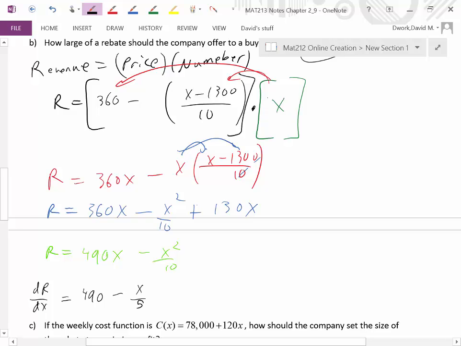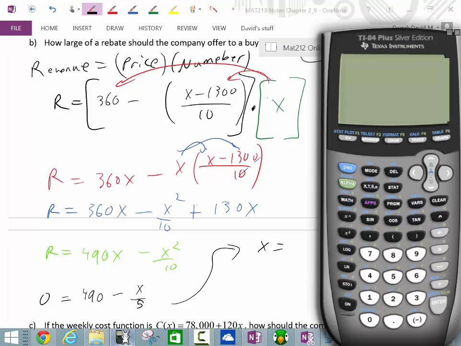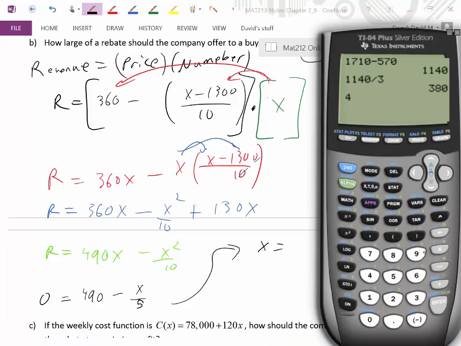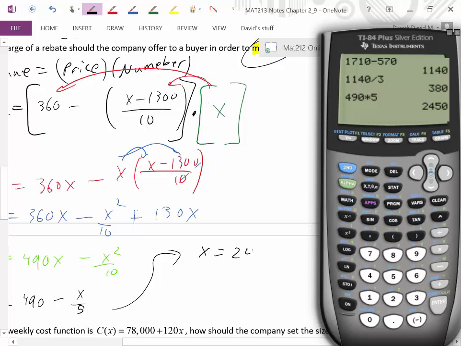Okay, now what do we do when we're trying to find max? Well, we know that the derivative of revenue needs to be equal to 0, so I'm going to cheat, and just because I'm out of space here, I'm going to put that equal to 0. Okay, now let's solve. Subtract the 490, multiply by a negative 5, so therefore that's going to give me x equals 490 times 5. And it is early here, so I am cheating once again and using my calculator. 2,450. All right, so therefore 2,450.